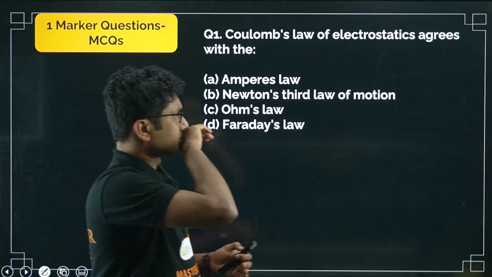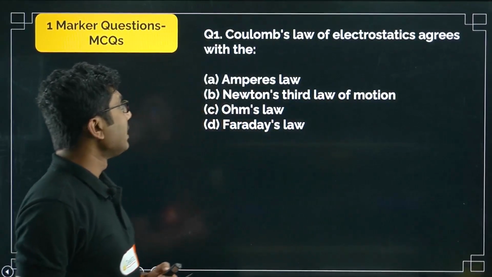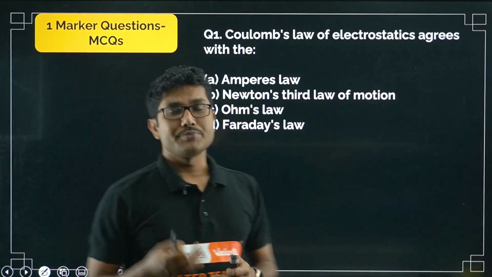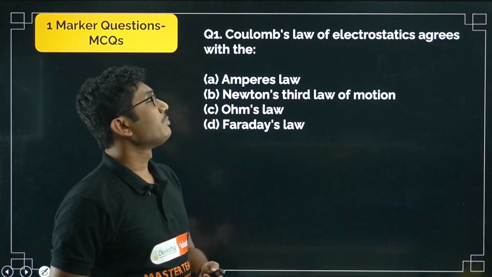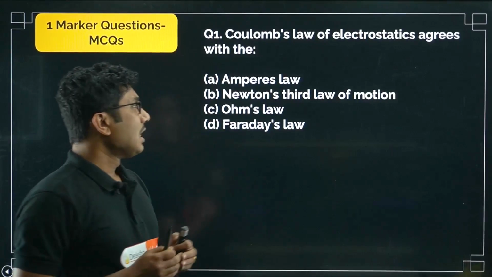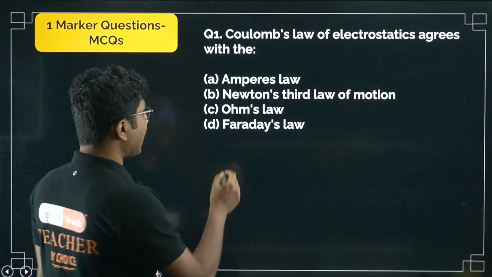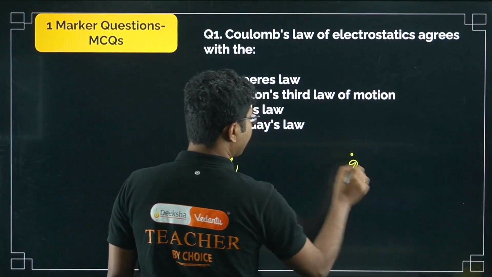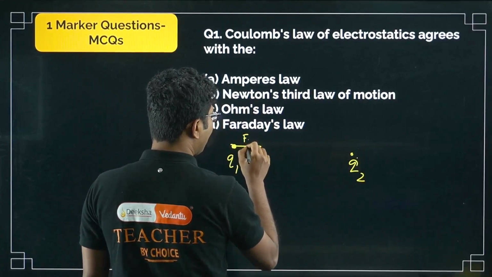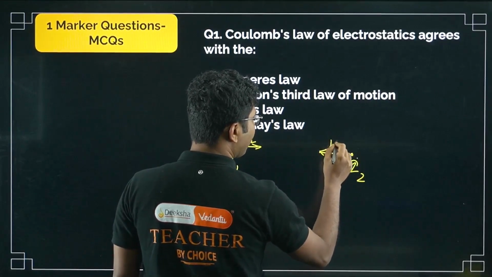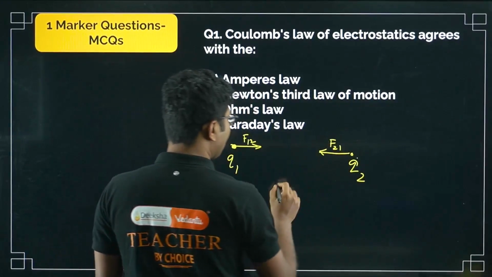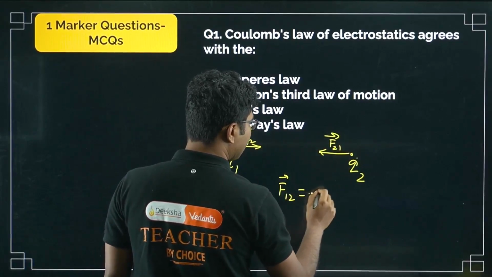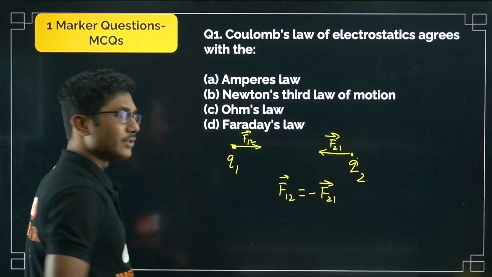Easy question. Coulomb's law of electrostatics agrees with: number 1, Ampere's law. Ampere's law deals with current, Coulomb's law deals with static charges, so there is no relationship between Ampere's law and Coulomb's law. Newton's third law of motion. So in this case we know that if we have two charges Q1 and Q2, the force on this is basically given by F12 and the force on this is given by F21. Now we know that these two forces are equal and opposite, so in vector form, F12 is basically nothing but minus F21, which is nothing but Newton's third law of motion.